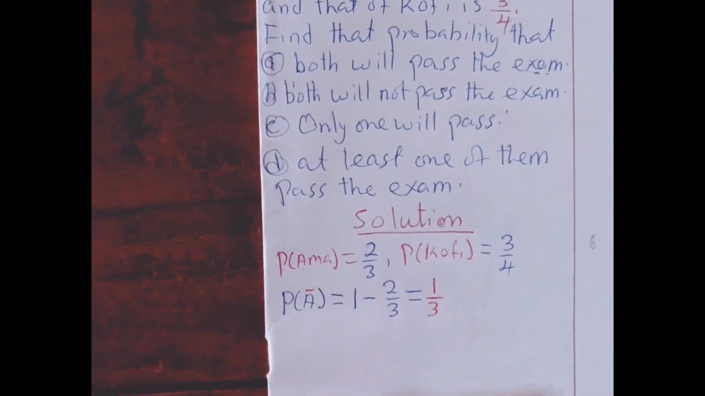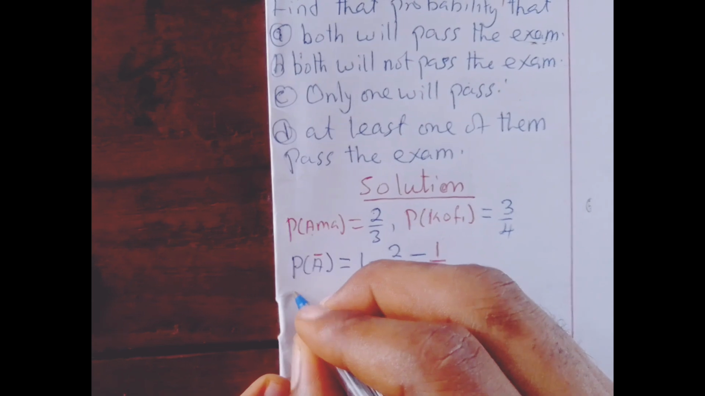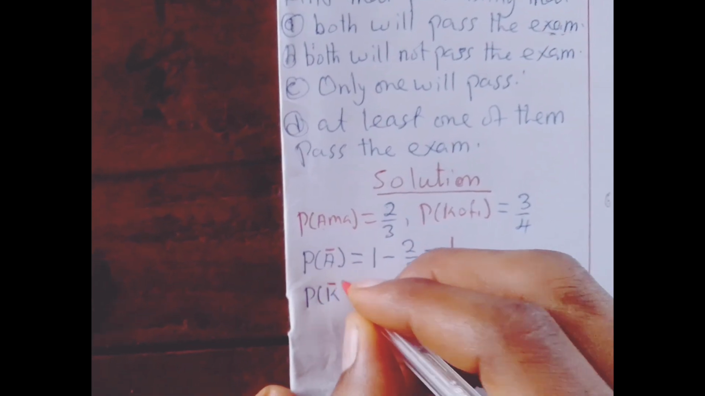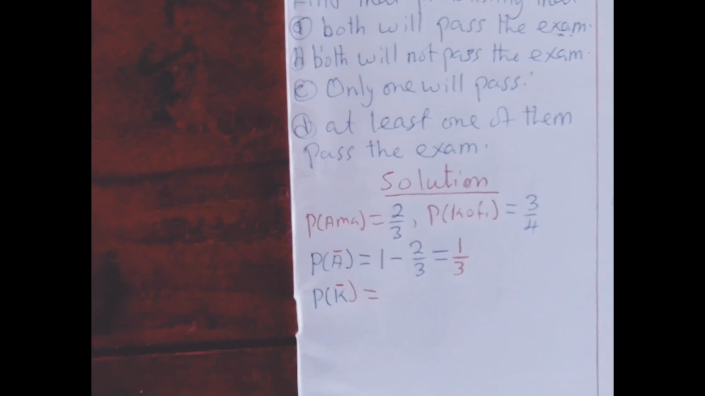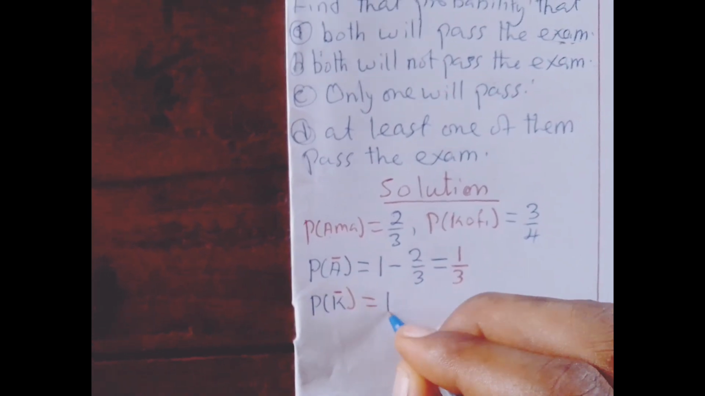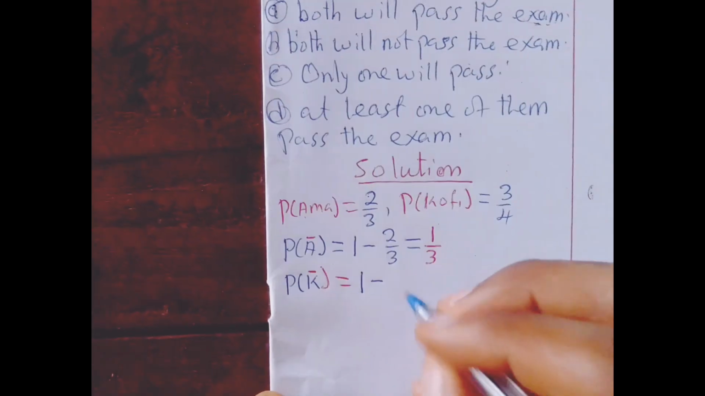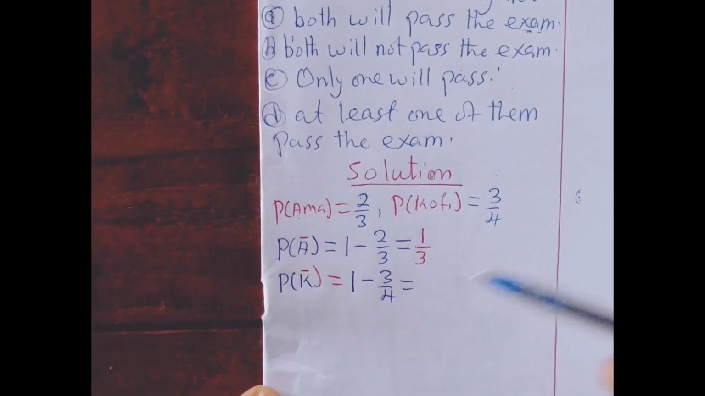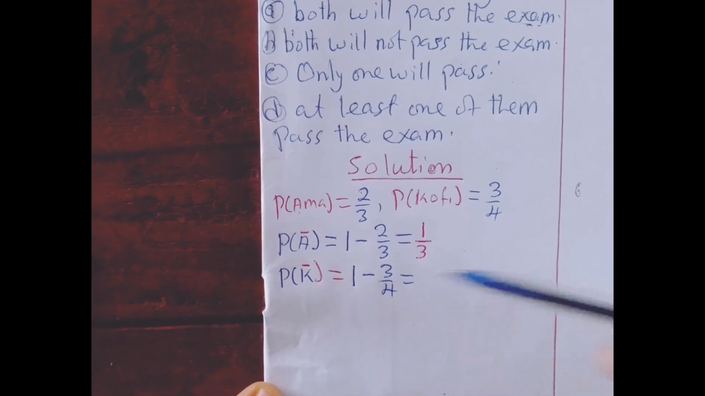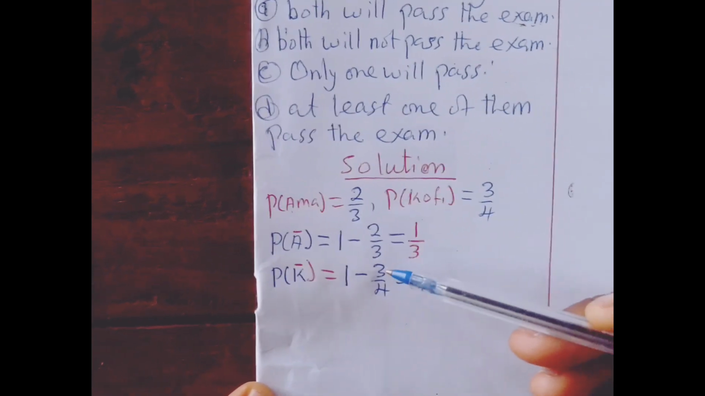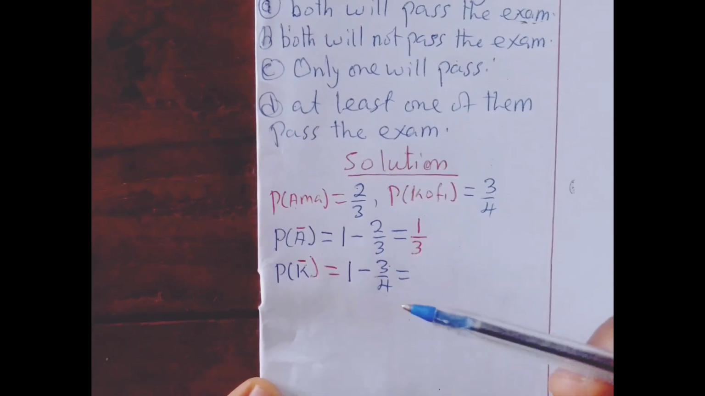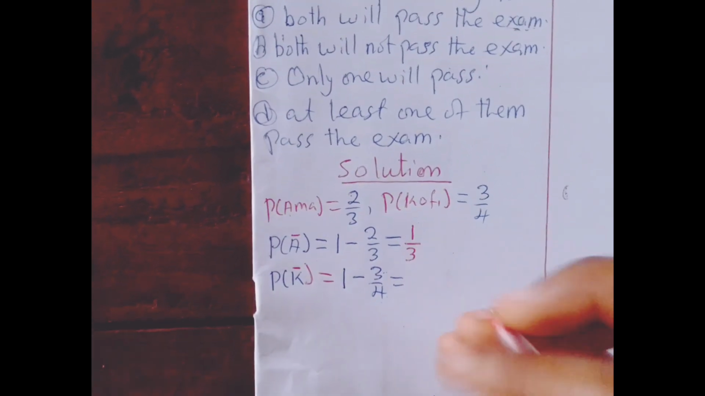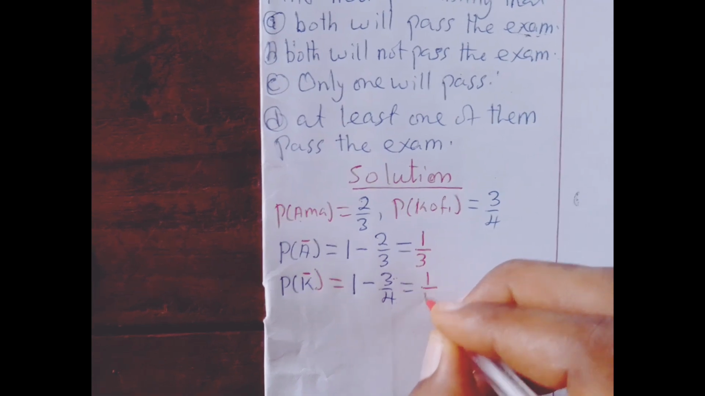And then let me use K for Kofi not passing. So the probability of Kofi not passing. This sign that you are seeing at the top means that Kofi is not passing the exam. So the entire probability is 1, and then we subtract that Kofi is passing, which is 3 out of 4. As usual, if you are subtracting a proper fraction from 1, just ask yourself what number you will add to the numerator to make it the same as the denominator. This is 3, this is 4. So if I add 1 here, I'll get 4. So it becomes 1 out of 4.